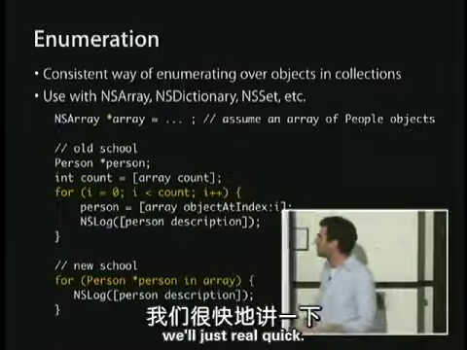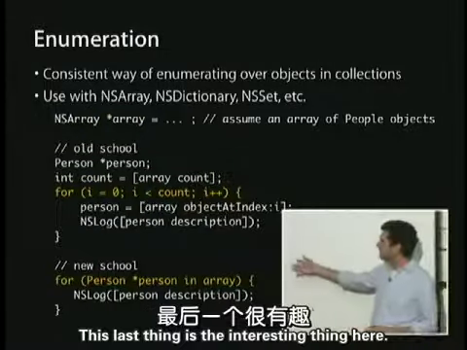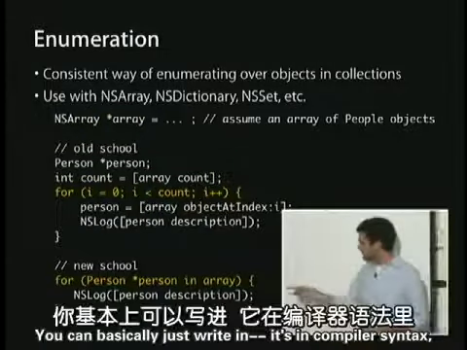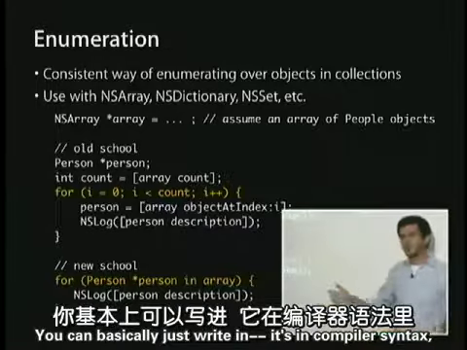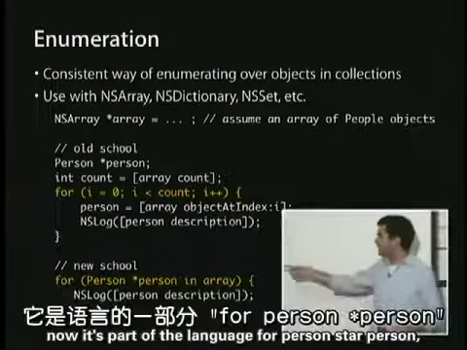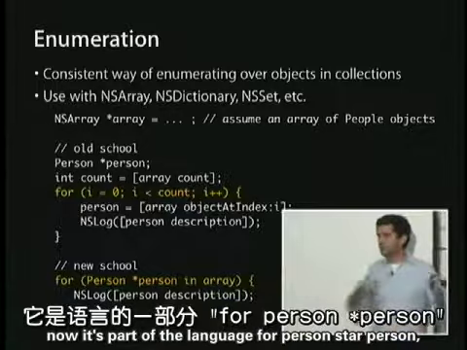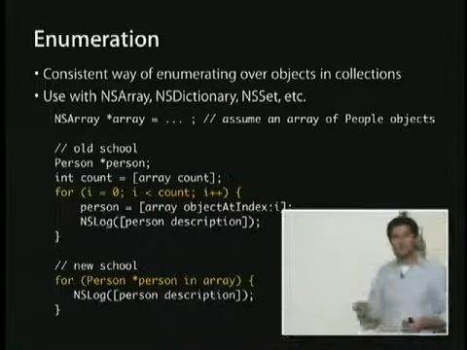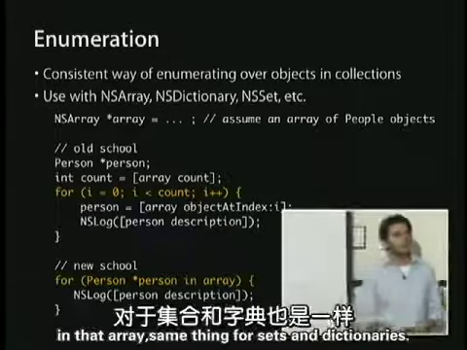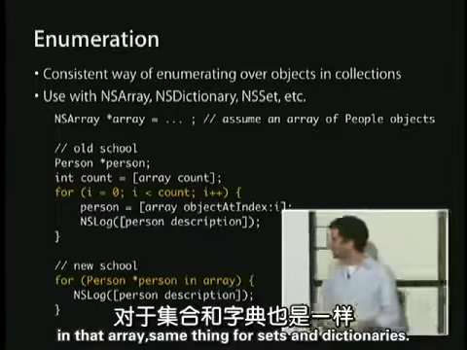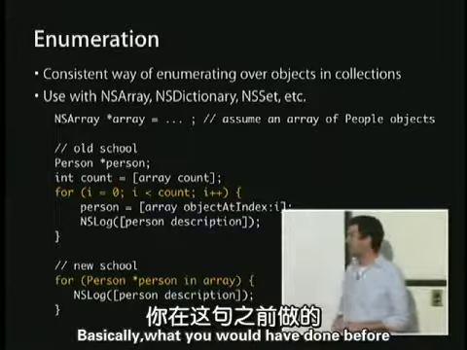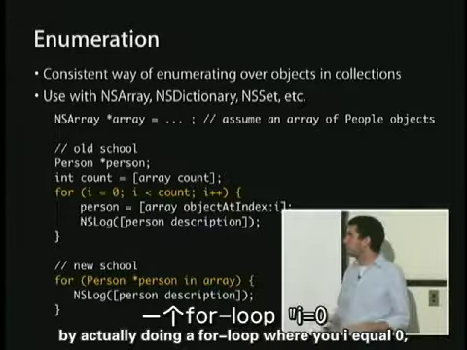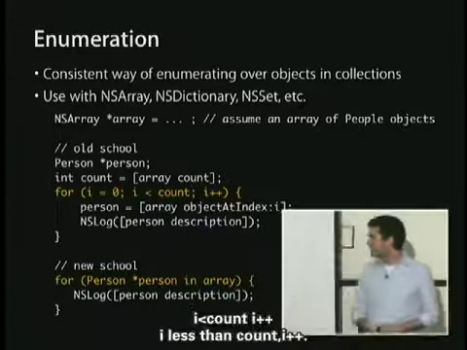Enumeration is pretty interesting. We'll just, real quick, this last thing is the interesting thing here. You can basically just write, it's in compiler syntax now, it's part of the language: for (Person *person in array). You can declare your variable right there, and it's going to run this code once for every element in that array. Same thing for sets and dictionaries. Basically what you would have done before by actually doing a for loop where i equals 0, i less than count, i plus plus.